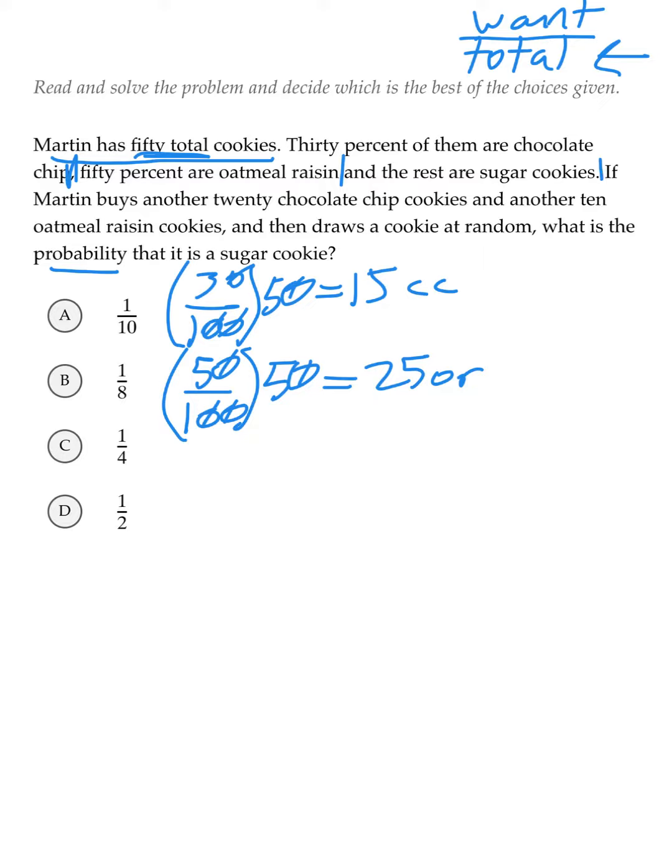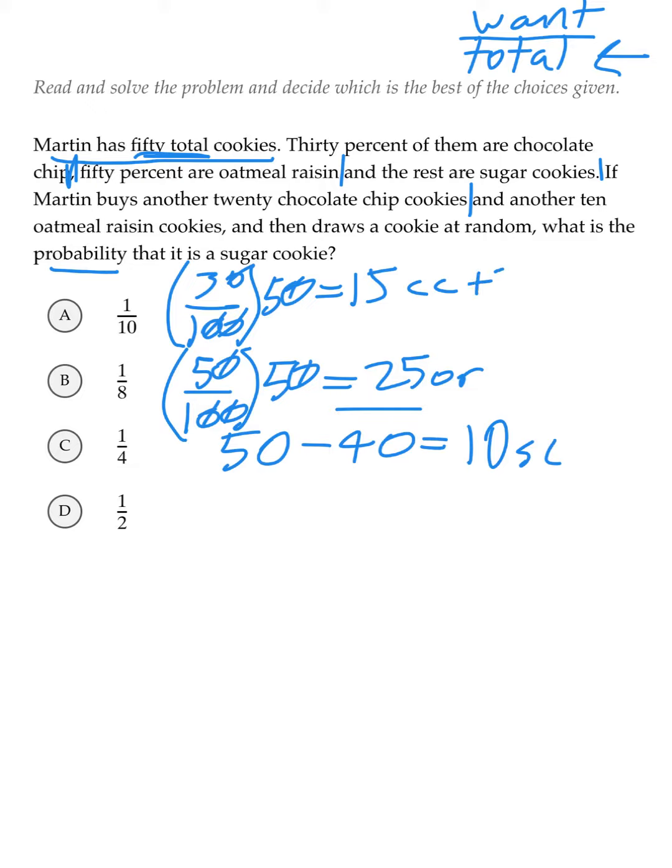Okay, let's stop there. We have 15 and 25, which so far is 40. And if we took Martin's 50 total cookies and took away those 40 cookies, we would get the rest, which is 10 sugar cookies. The question then says that Martin buys another 20 chocolate chip cookies, so let's stop there.